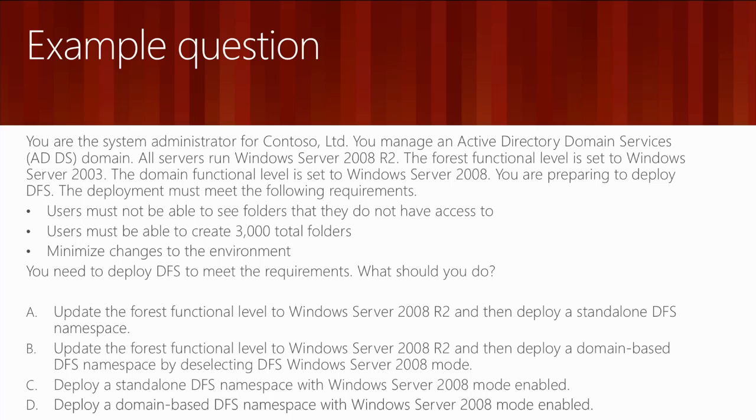I'm hearing a couple of answers. I've heard B, C, and D. What about A? All right, so let's look at it. The answer is D. That's the bolded text. You can barely see it up there, I bet. So the key here was they shouldn't see folders that they don't have access to. Who knows what takes care of that? Access-based enumeration, ABE. So the other thing to know is that the Windows Server 2008 mode actually offers increased scalability. We don't really need it here, but it's there.